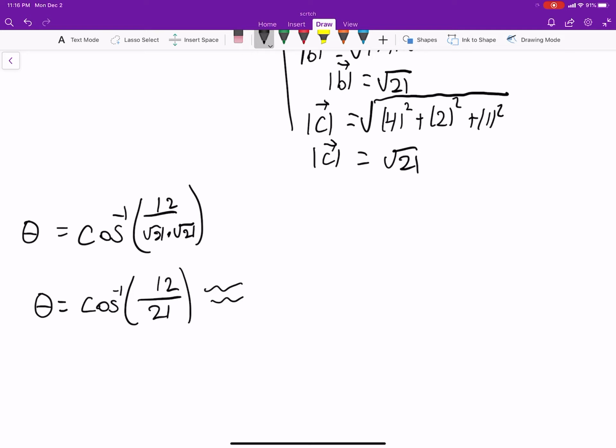And if you were to plug this in, you should get 55.15 degrees. So this is the angle between vector b and vector c. So a bit of an easy one, but it does help us review some of the rules with our dot product.